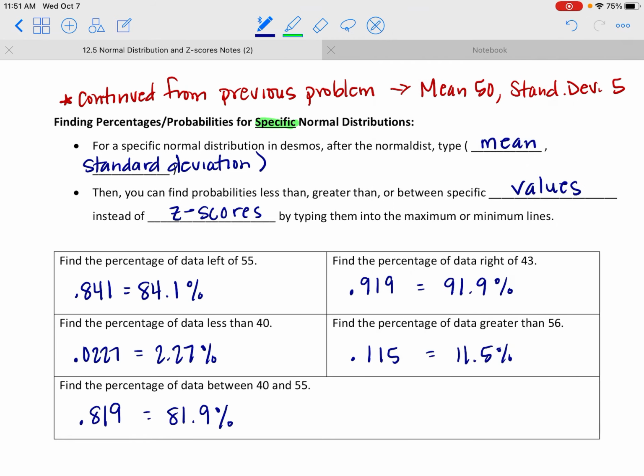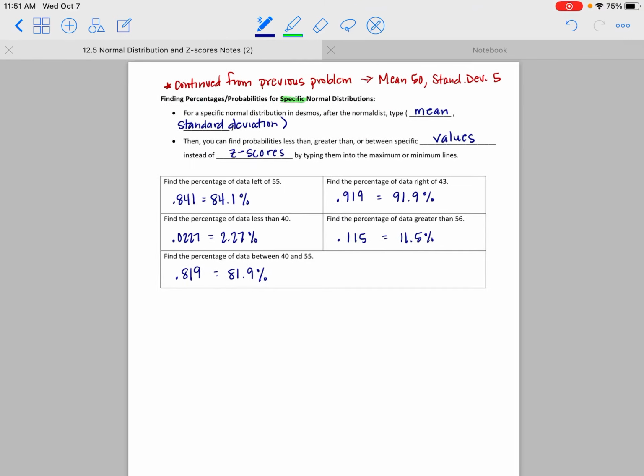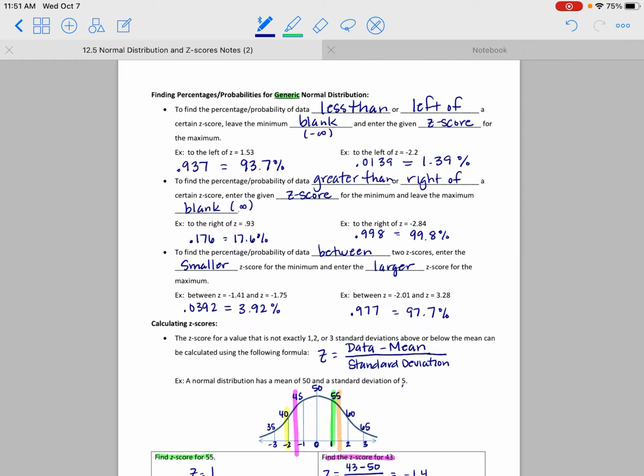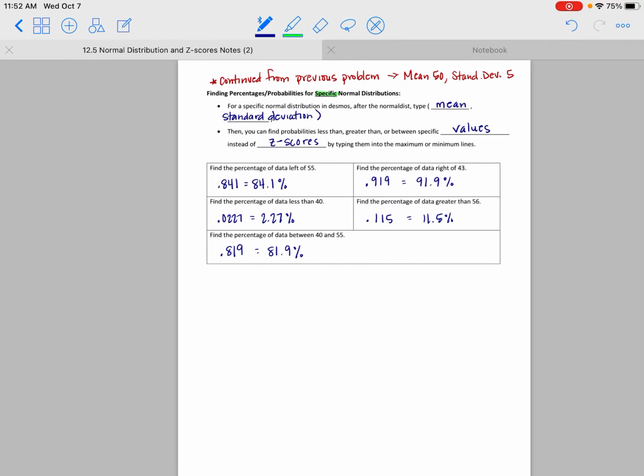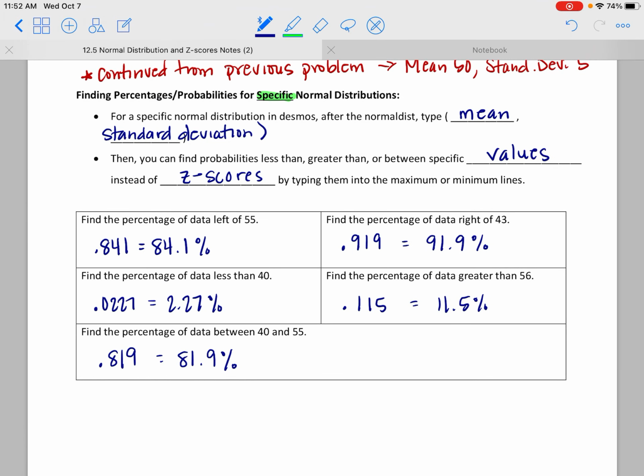Okay? So Desmos is really doing all the heavy lifting for you. What you just have to be careful with is if we're looking for percentages of data left of, right of, or between z-scores, that's just generic normal distribution. There's no data attached to it. So we use the z-scores in Desmos as our maxes and mins. And if we're in a specific normal distribution, that means we know the mean and we know the standard deviation, so we input those, and instead of putting z-scores for the maxes and the mins, we use the actual values for the maxes and the mins.